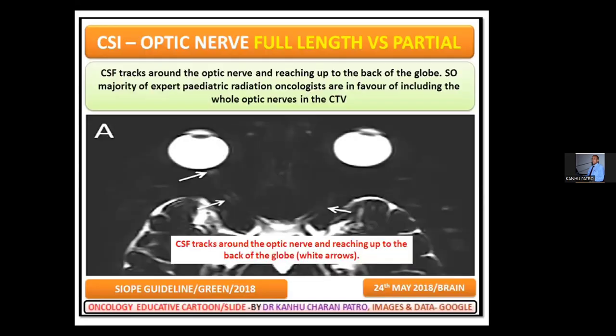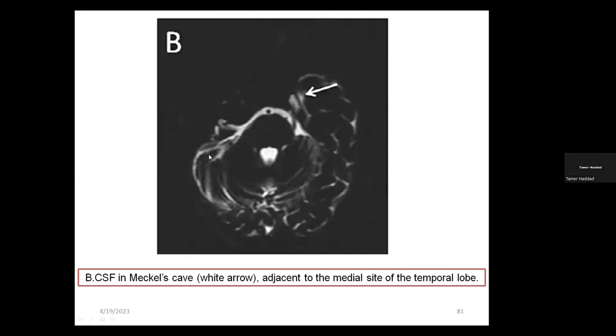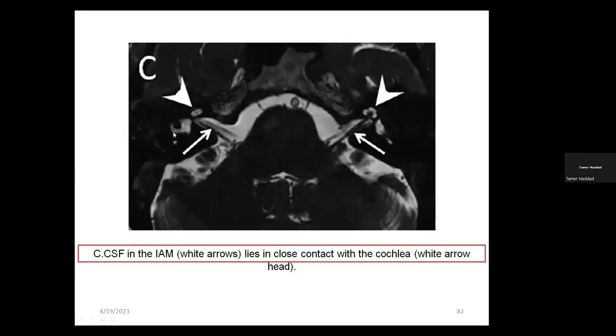all cranial nerves. Mostly confusion arises about whether I will include the whole of the optic nerve or not. The CSF tracks around the optic nerve, reaching the back surface of the globe. So the majority of expert pediatric radiation oncologists are including the whole optic nerve in the CTV. CSF in Meckel's cave, where the fifth nerve area is, you have to include that area also. CSF spaces in the seventh and eighth nerve, internal acoustic meatus, that area should be included. You can see the CSF spaces, that is very important.